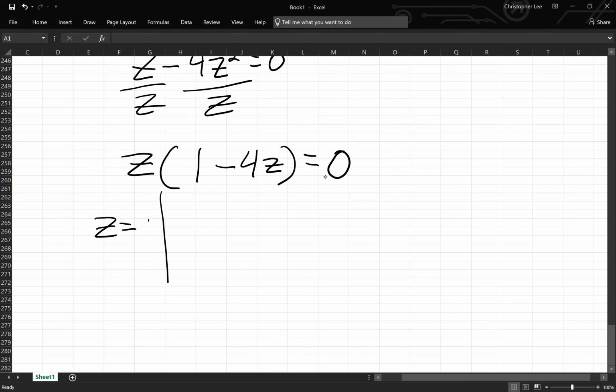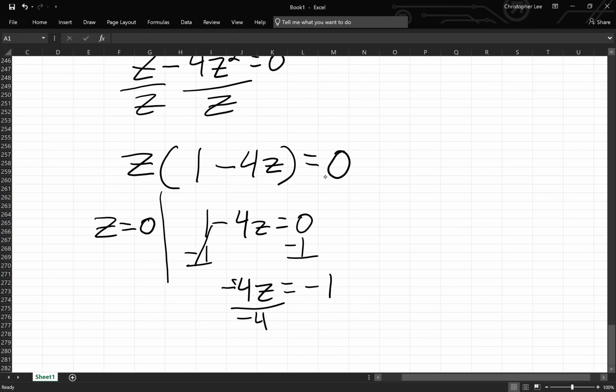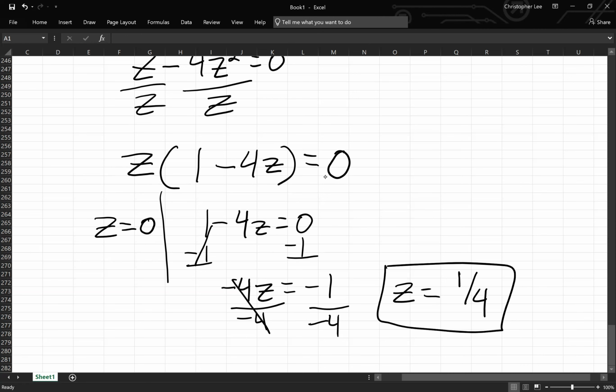So we have Z is equal to 0 and 1 minus 4 Z is equal to 0. And to solve for it, I'm going to subtract 1. What I do to one side, do to the other. Negative 4 Z is equal to negative 1. Divide by negative 4. Z is equal to what? Positive 1 over 4, right? Because a negative divided by negative is positive, right? And that's it.